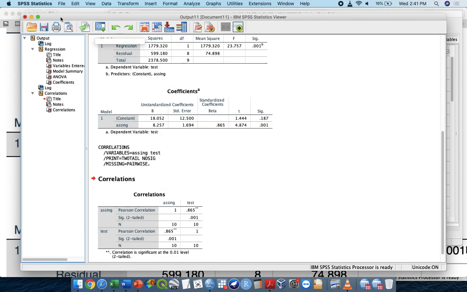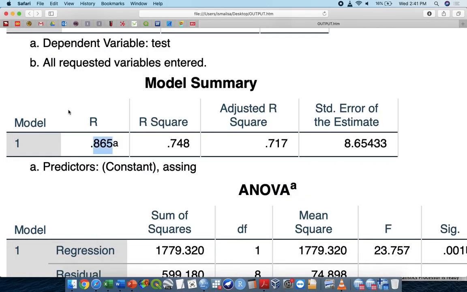Why is it straight away? Why is it not reduced or changed? Because you got one X and one Y only, that's why it's not changed. But if you got multiple X, this one slightly differs. Okay? So what does this R mean?